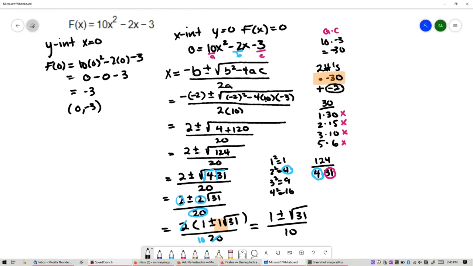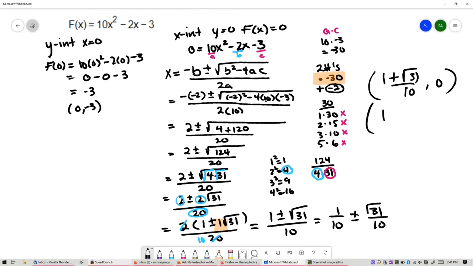Now sometimes people will write this in one other format, and that would be as 2 separate fractions. If you did that, it would be 1 over 10 plus or minus square root of 31 over 10. So that's also correct. So this particular function has 2 x-intercepts, and the 2 x-intercepts are 1 plus square root of 31 over 10, comma 0, and 1 minus square root of 31 over 10, comma 0.